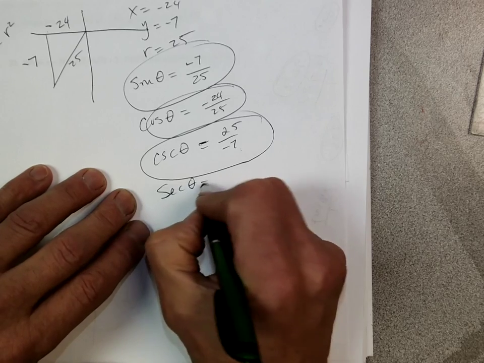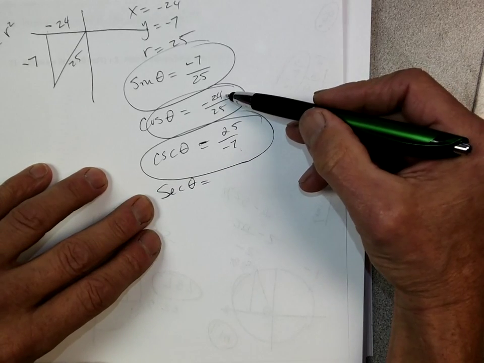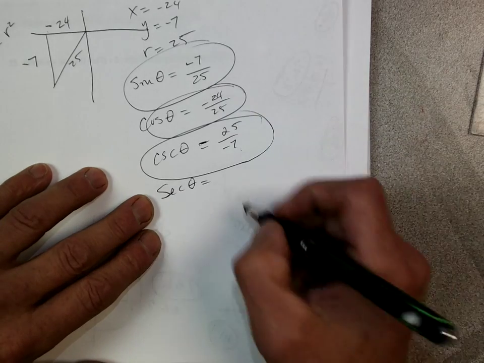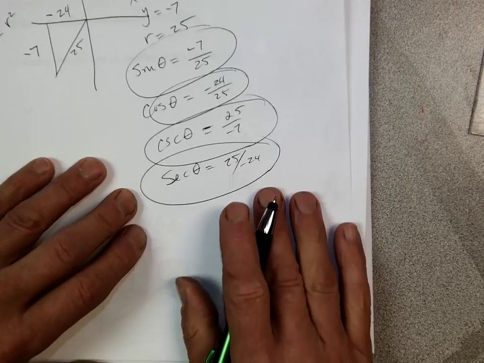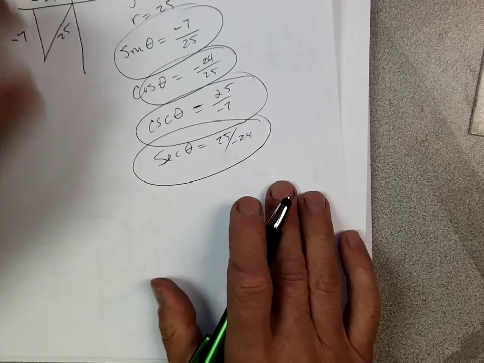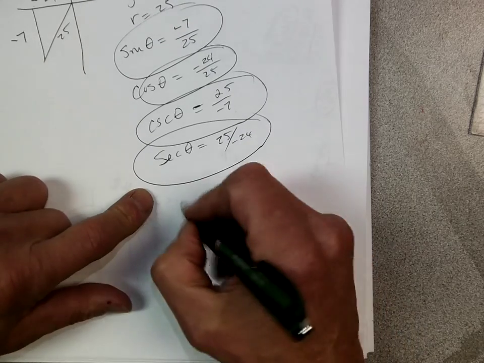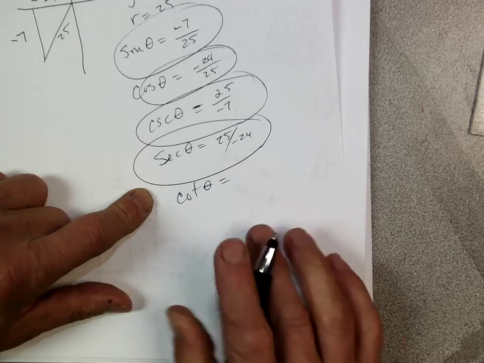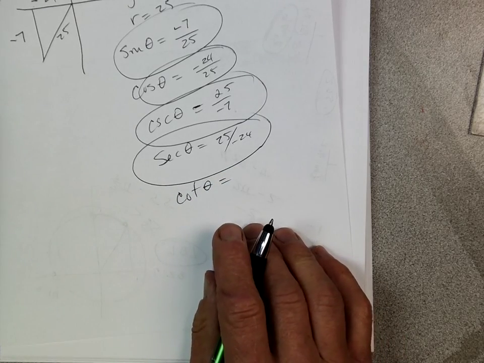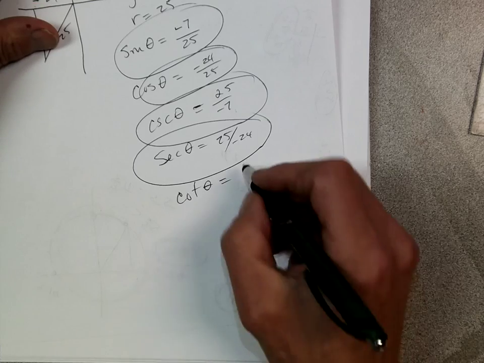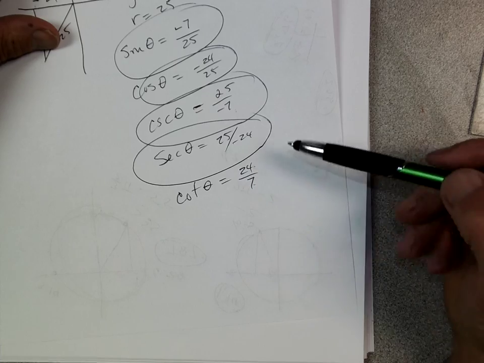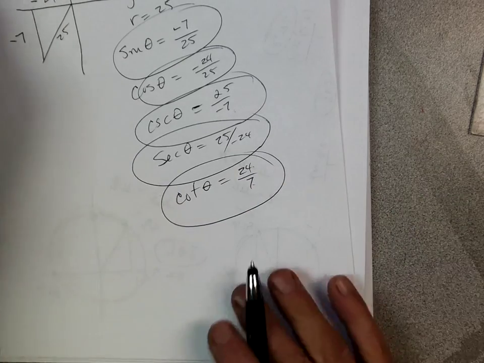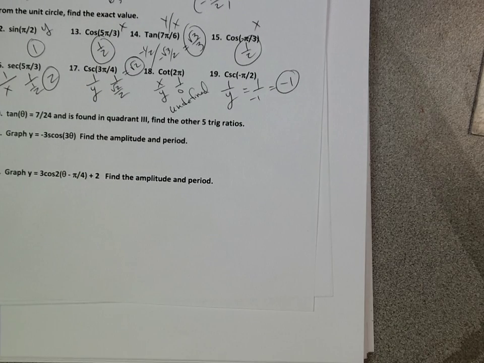Secant of theta, well, it's the inverse of cosine, the multiplicative inverse, or it's going to be the r over the x. Either way, how about 25 over negative 24? And let's do cotangent, which is the inverse of tangent, which we already were told was 7/24. How about 24/7? Or it's going to be the x over the y. Okay, there it is. Easy. All right, here comes 21 and 22, the hard ones. These are the ones we're just starting to learn.